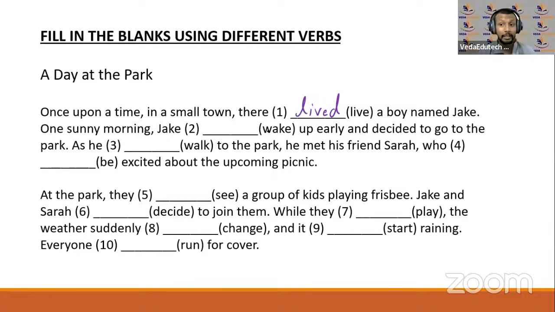Now wake, wake का past form क्या हो जाता है? Wake, woke, woke. Yes, right. Woke, wake का woke हो जाता है. Correct one. Let me just erase this so that it is clear. Okay, one sunny morning, Jake woke up early and decided to go to the park. Correct. As he dashed the park, he met his friend Sarah, who dashed about the upcoming picnic. Okay, now यहाँ पे देखिएगा, as he वहाँ पे as he dash, walk वहाँ पे verb है, ठीक है.